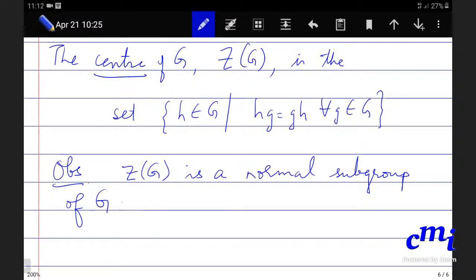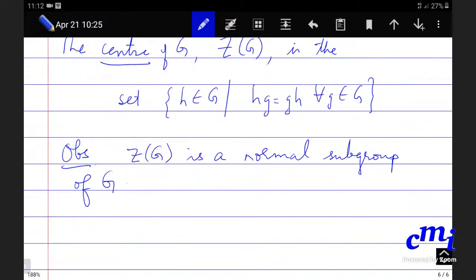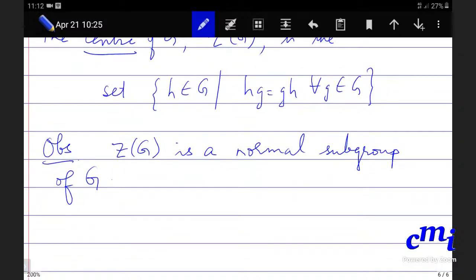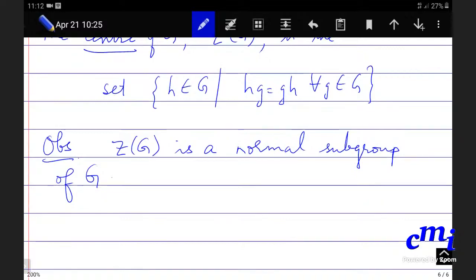If there is a way to identify normal subgroups, we would try to use it, and hope that this will simplify the problem that we are studying. This is just a general philosophy. Now we are saying that the center is a normal subgroup. I'm not saying that the center is actually non-trivial. Of course, 1 is there inside this.